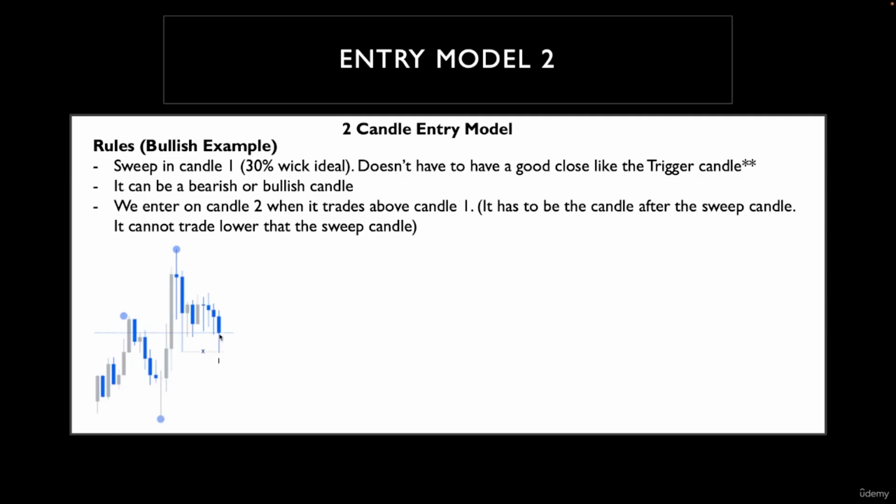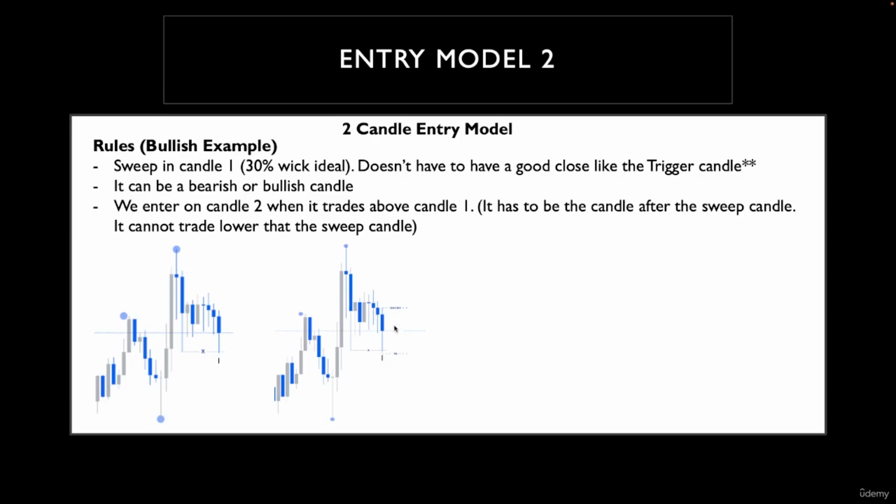Now, this candle can be bearish or bullish. The colour does not matter, and it doesn't have to have a good close. We're just looking for the wick and sweep to the downside. Now, candle 2 is going to be our entry candle. And we're looking for it to do a certain thing, and there are a few things that make it invalidated. What we're looking for candle 2 to do is trade above candle 1 without taking candle 1's low.